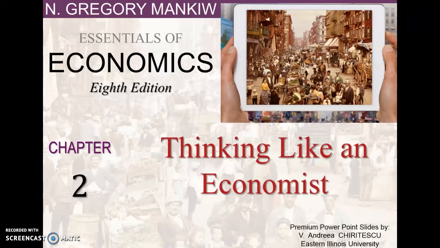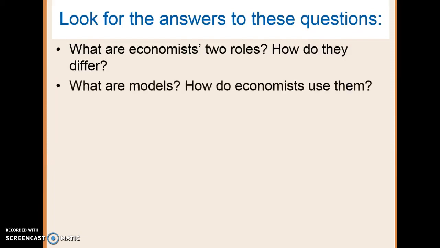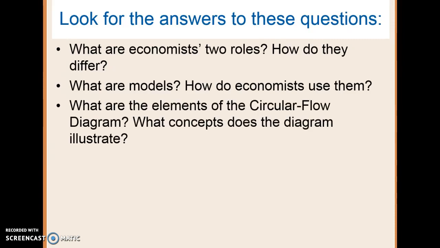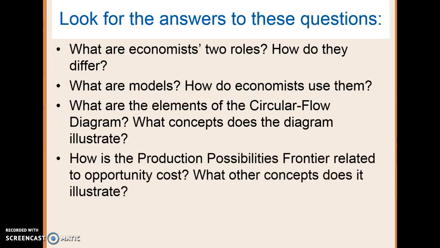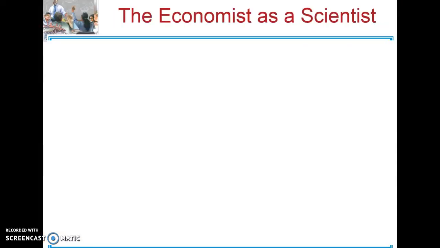Chapter 2 is called Thinking Like an Economist. In this chapter, we're going to look at what are economists' two roles and how do they differ, what are models and how do economists use them, what are the elements of the circular flow diagram and what concepts does the diagram illustrate, how is the production possibility frontier related to opportunity cost, what other concepts does it illustrate, and what is the difference between microeconomics and macroeconomics, and what is the difference between positive and normative.